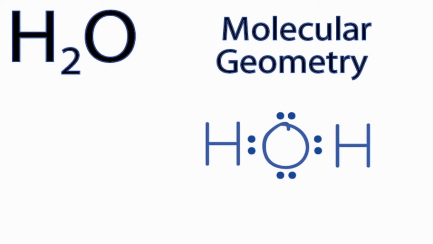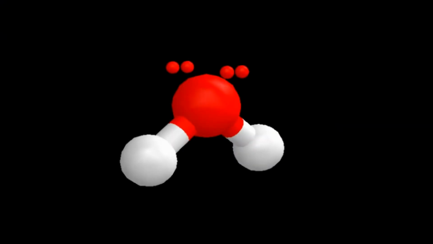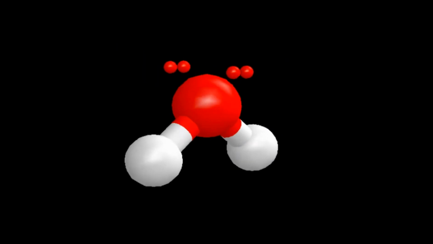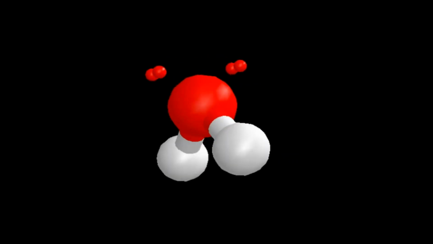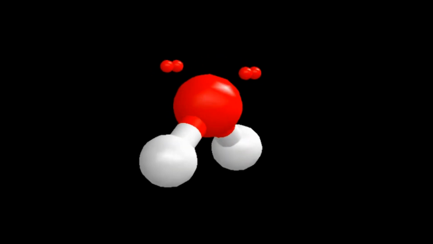In order to visualize that, let's look at it in 3 dimensions. So here's the water molecule. We have the red, that's the oxygen, and the hydrogens are the whites, and then the lone pair electrons are on top. As we look at this, we can see it's not a straight molecule. It actually has a bent shape, and that's going to be the molecular geometry: bent.